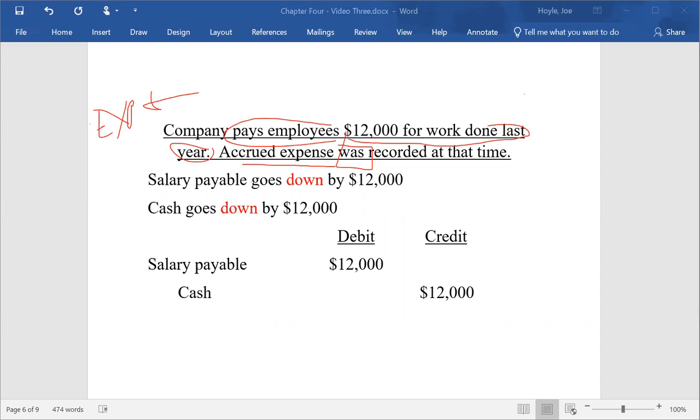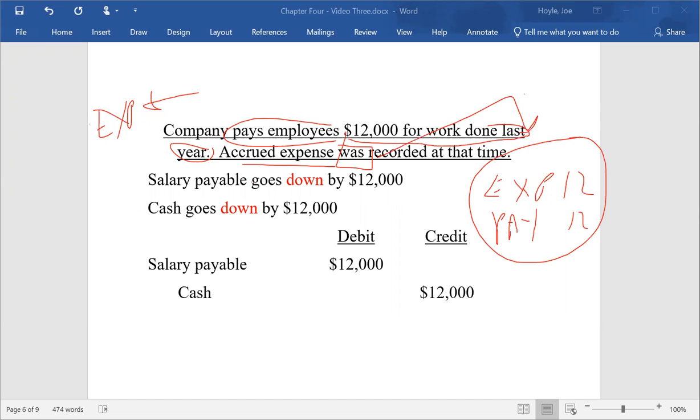What the company would have done because of that sentence there, the company would have recorded the expense for $12,000 and recorded the payable or the liability for $12,000. That's already been recorded. How do I know? Heck, the problem tells me that. The problem tells me it was recorded. So once we record the payment, we do not record the expense because we've already recorded the expense. All we do is get rid of the liability. We pay off the liability. That's what this problem is about. They're paying off the liability.